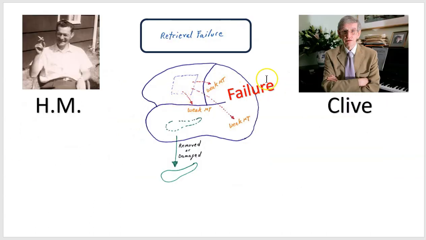So we're going to have retrieval failure then for both HM and Clive. You'll recall Clive had a viral infection that destroyed his hippocampus on both sides. So we have failure because the brain is unable to reactivate these weak memory traces without the intact, functioning hippocampus. And so this is the reason why scientists think that you've got to have a functioning hippocampus to retrieve recently learned information, because that information is stored in the cortex with weak memory traces, and we need the hippocampus to assist us in reactivating those cortical memory traces.